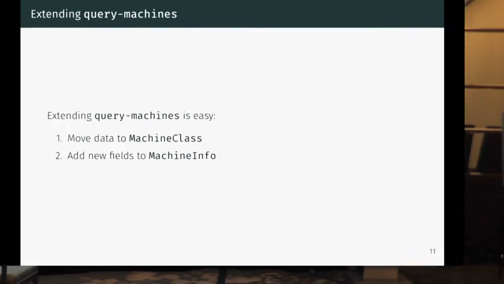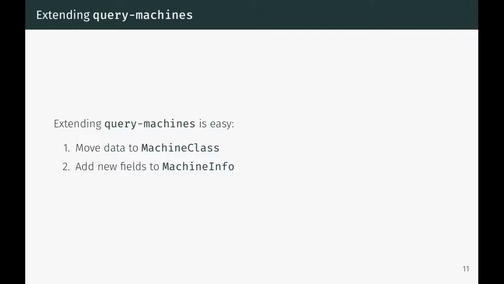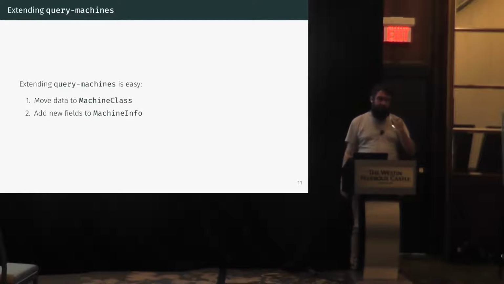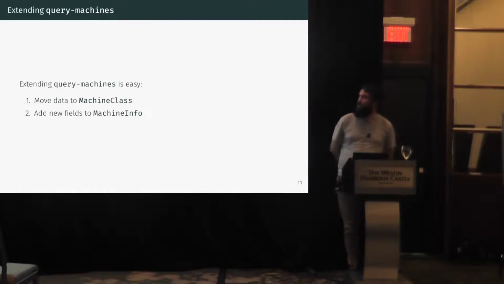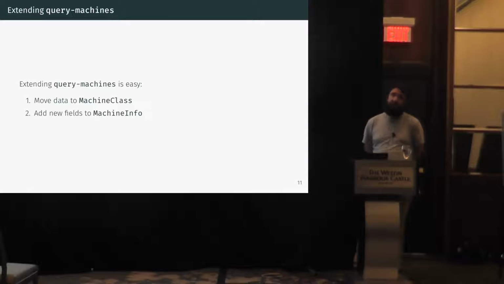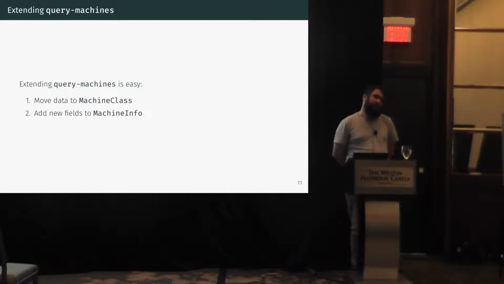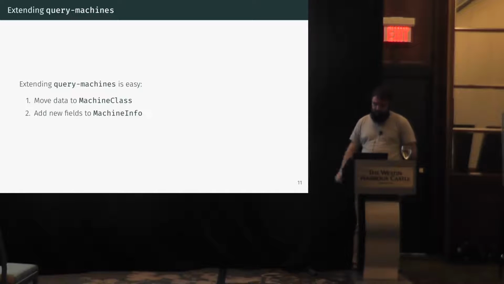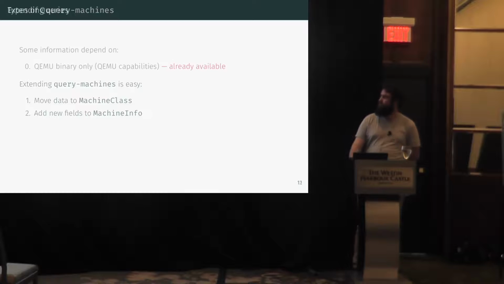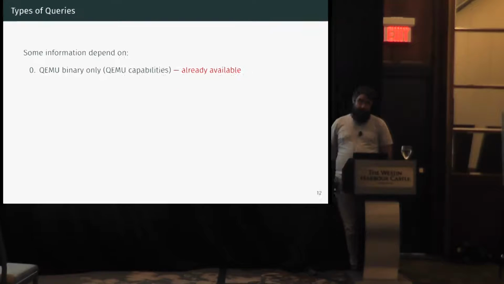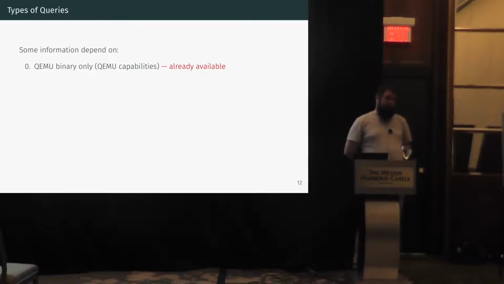But, okay, extending query-machines is easy. I don't know why we don't do that today, but it's supposed to be easy. So we just move data to machine class if it's not there yet, and you add new fields to machine info, and libvirt can ask for that. So that's supposed to be easy. But I believe there's some information you can't return that way.